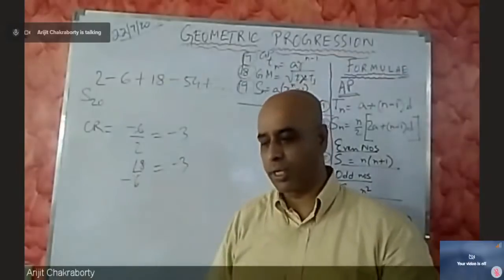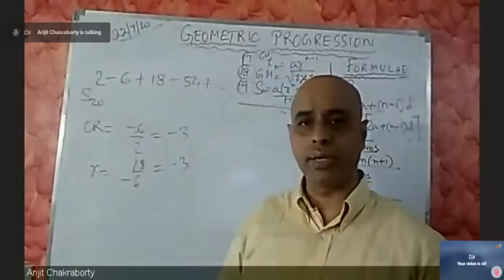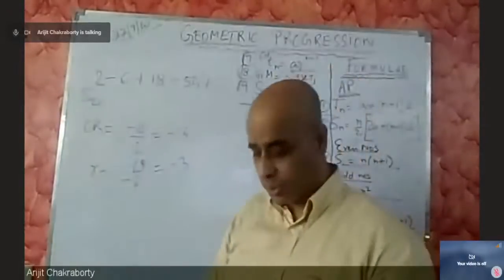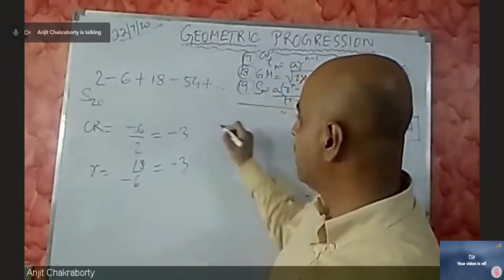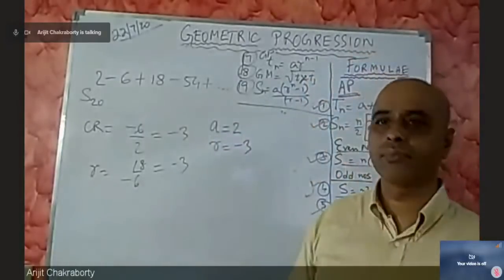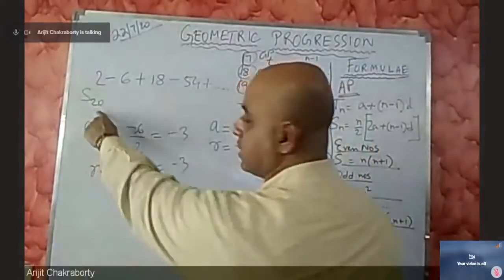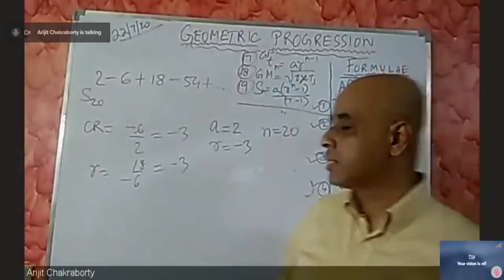So I know the common ratio, that is R is equal to minus 3. Fine. I know the first term is 2. So I can write A equal to 2 and R equal to minus 3. And we have to find out S20. Very good. So N is equal to 20. So what is the sum?